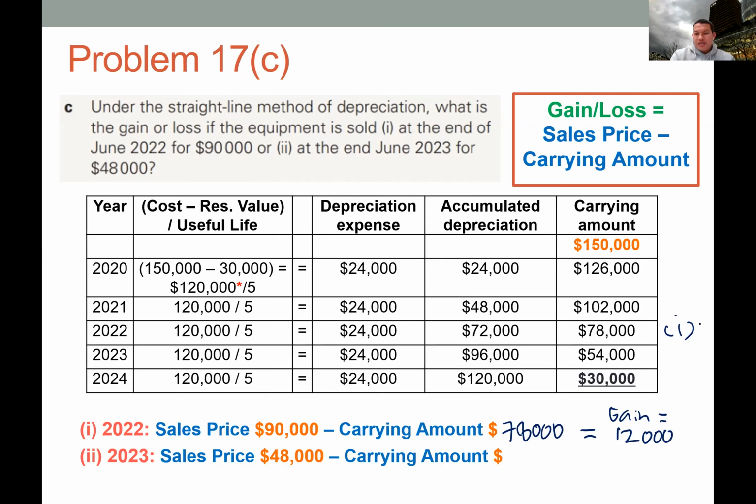For the second transaction, the company sold the asset for 48,000, while the carrying amount is 54,000, right? So for the second transaction, the company will get a loss of 6,000. So just simply compare the sale price with the carrying amount at the point of sale. We already calculated the carrying amount in the table. Just use these numbers, and we can calculate the gain or loss.